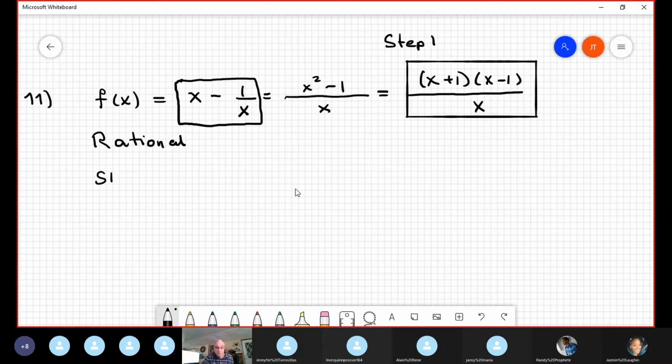Step 2 is determine the y-intercept and x-intercept. Remember the formula? The formula for the y-intercept is evaluate at 0. But it's obvious that in this case it's undefined, because you evaluate here at 0 or you evaluate here at 0.